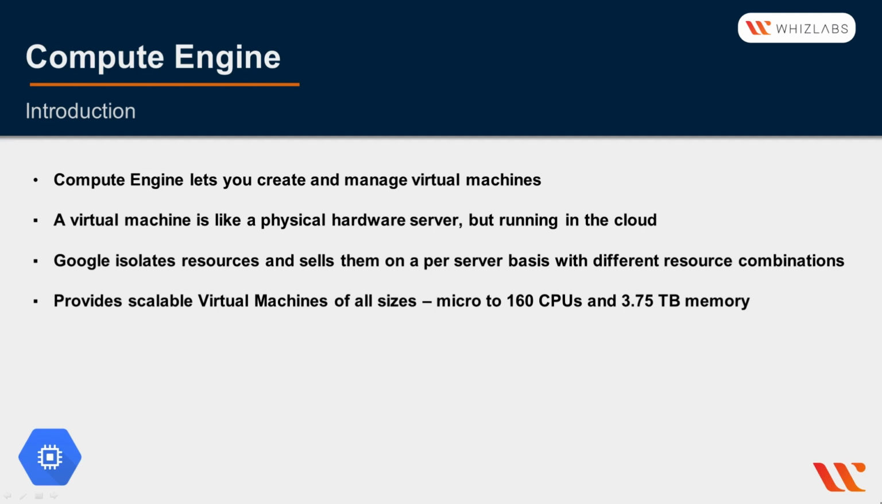with different resource combinations. VMs provide the most flexibility as you can sign up thousands of servers with various sizes and scale them from the GUI, command line, or batch jobs. A single VM instance can now have up to 160 CPUs and 3.75 GB of RAM. This is as of June 2019.